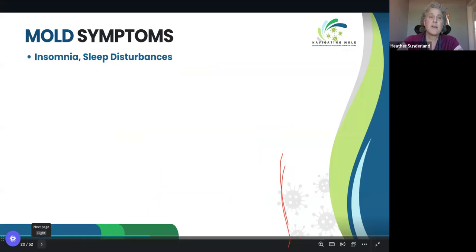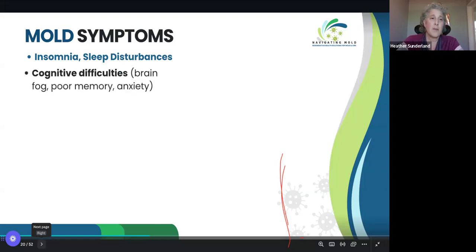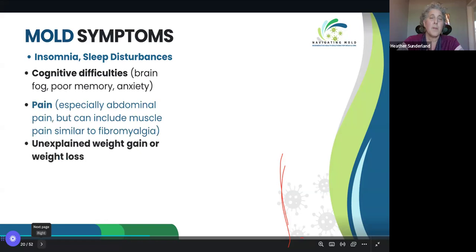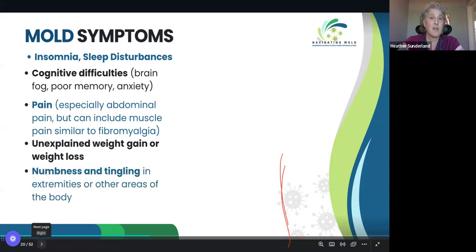So, some symptoms of mold toxicity. Keep these in mind and be thinking, do you know anybody who has these symptoms, or are you dealing with these? Insomnia or disrupted sleep. People can have major brain fog, people can have anxiety, chronic pain, systemic pain, neuropathy, fibromyalgia kind of symptoms. We talked about unexplained weight loss or weight gain. I mentioned the numbness and tingling is neuropathy, very, very common. Metallic taste in the mouth can be from mold, but it can also be from other things as well.